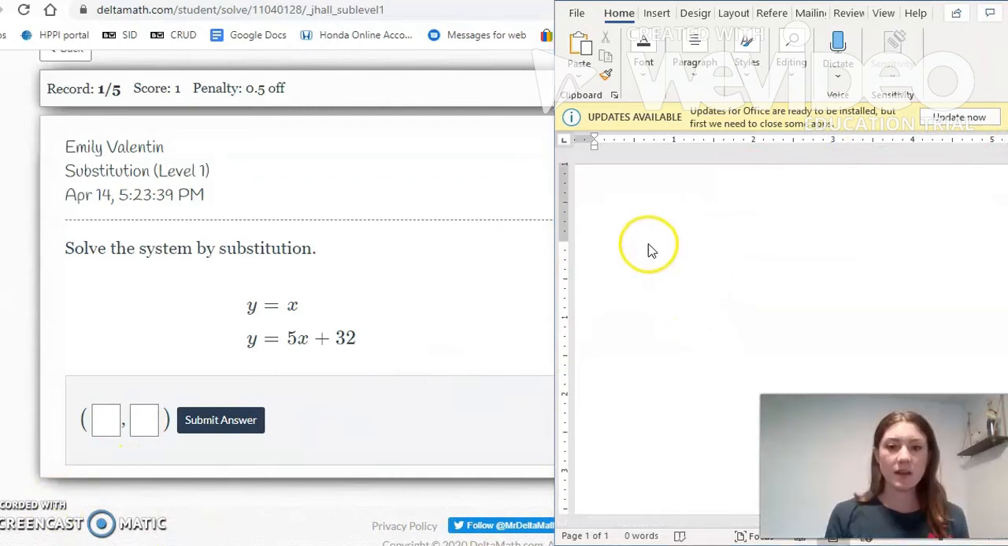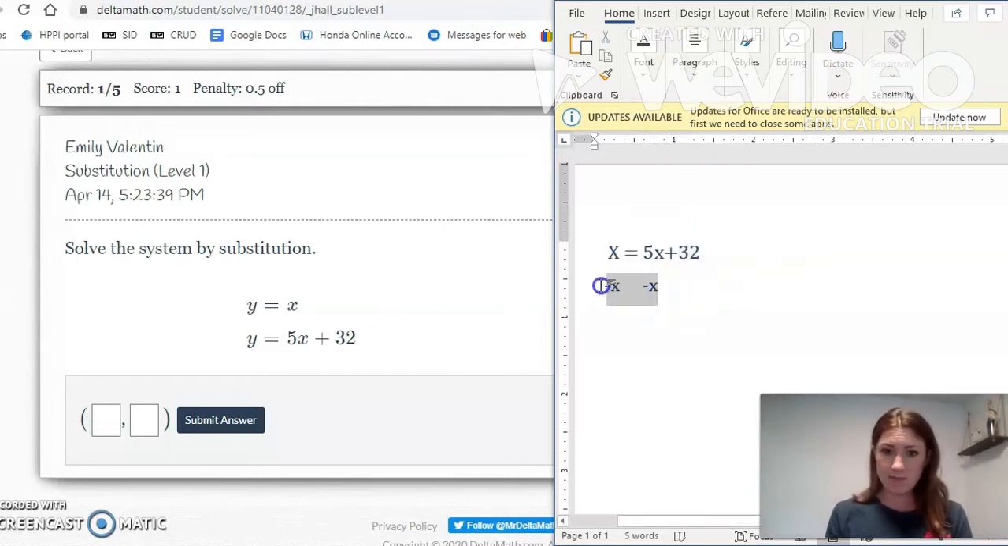So let's begin. On this problem, I see these two equations. They're both set equal to y, which means that they're equal to each other. So I'm going to go ahead and set them equal to each other. And I apologize that this doesn't look perfect here, but it's not great to type math on the computer. So I want to get my x's to one side. First thing I'm going to do is subtract that x from both sides. That gives me 0 on the left side. 5x minus x is 4x.